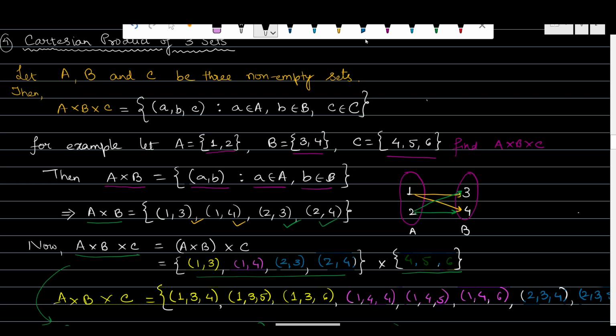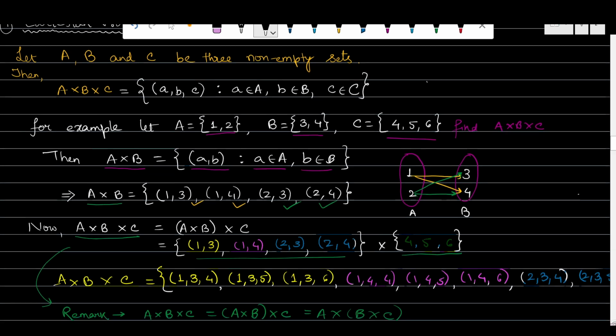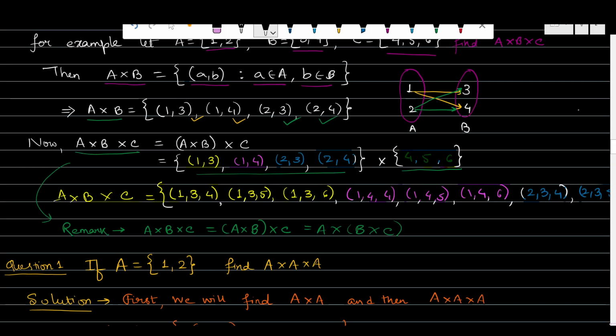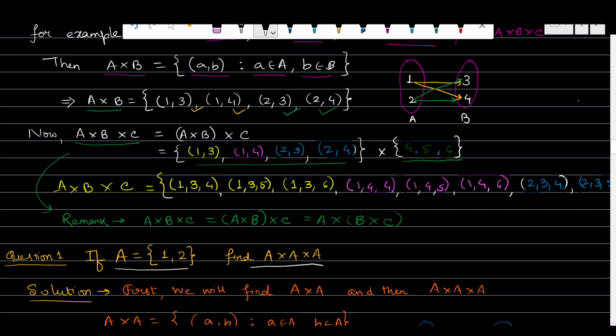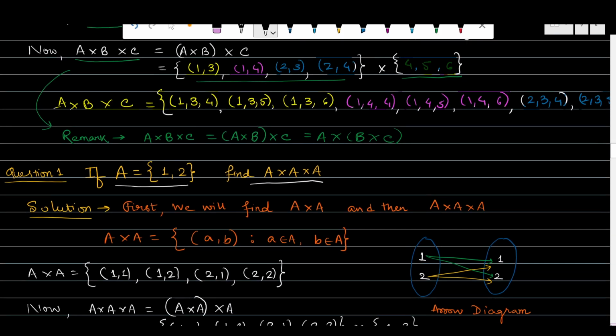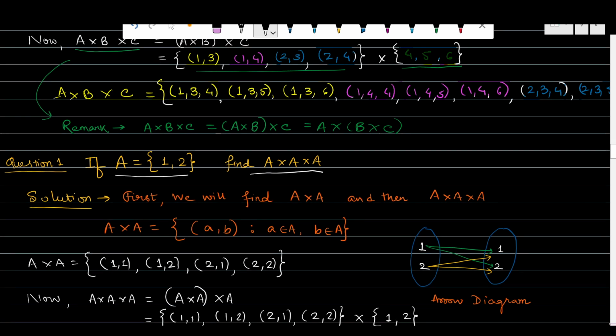Next topic is, this question is for you. If A contains two elements, say 1 and 2, you need to find the value of A cross A cross A. So how will we find this A cross A cross A? This is the Cartesian product of three sets, right?